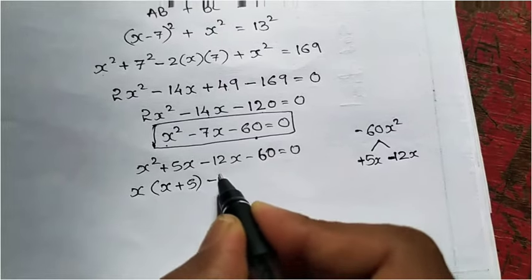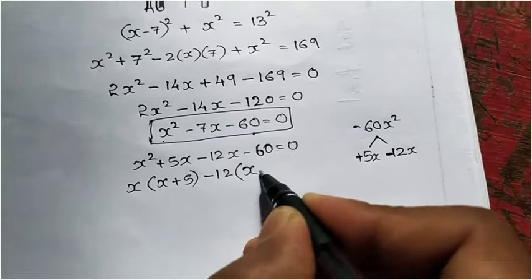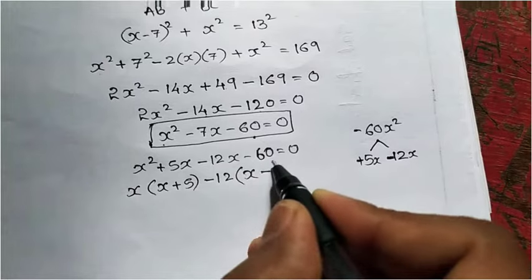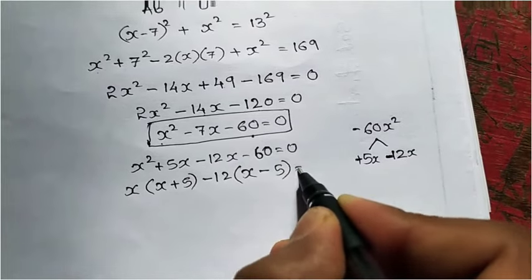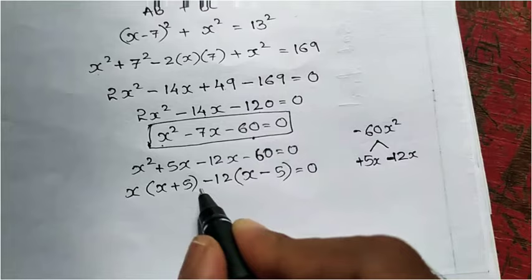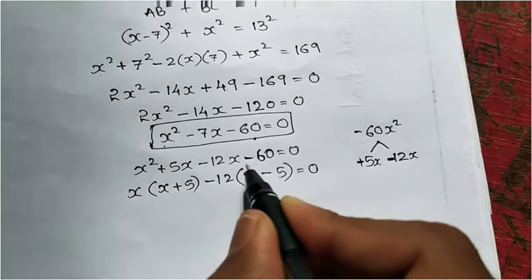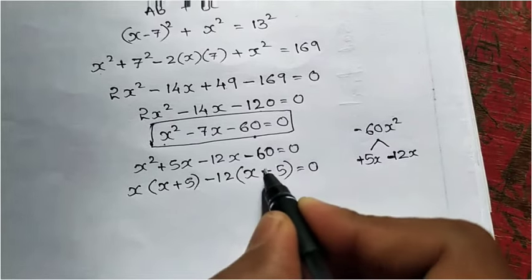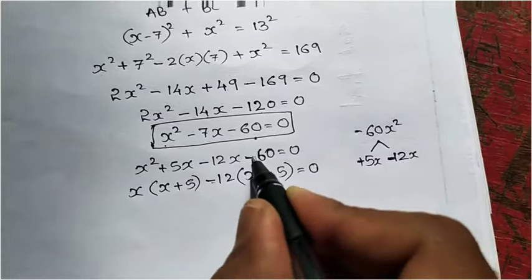Here I will take 12 common. 12 into x, 12x minus 12, how much is the 60? 12 into 5 is equal to 0. But here the sign we need is minus 60 for this. Here we have to take plus, minus into plus minus.